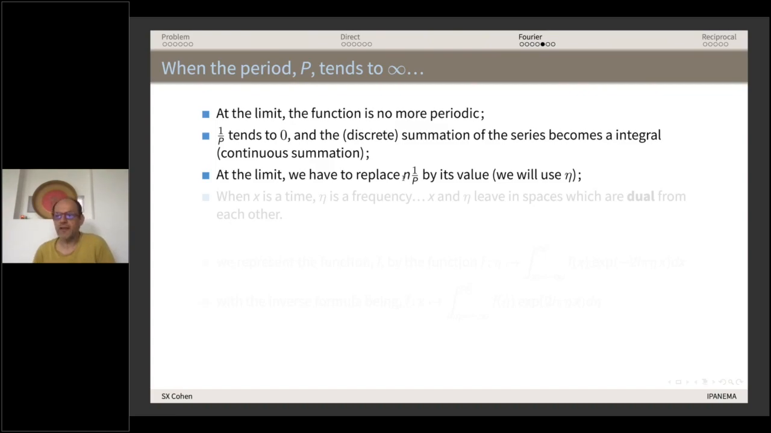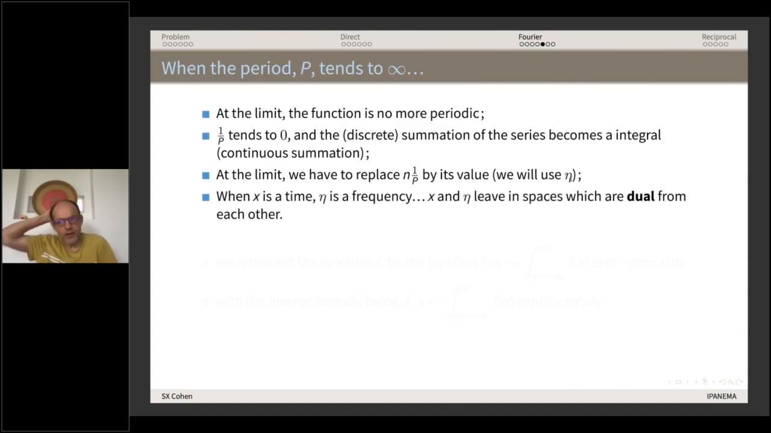So if I write, I cannot write anymore n times 1/p, because this is not very clear what I'm going to do, because both of these are going to be big. So the best is to write directly n/p, and this I will call eta. Okay. So now at the beginning I was telling you about sounds. Sounds are a signal over time. So in sounds, the x is time, and in this case, what eta is what we usually call or colloquially call a frequency.